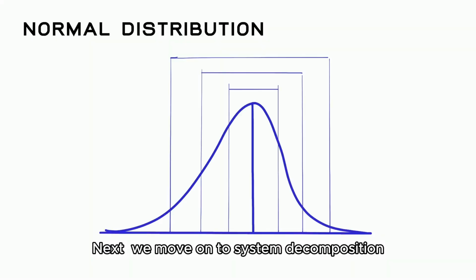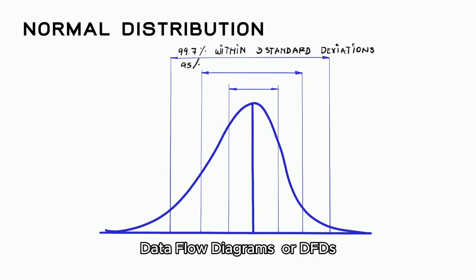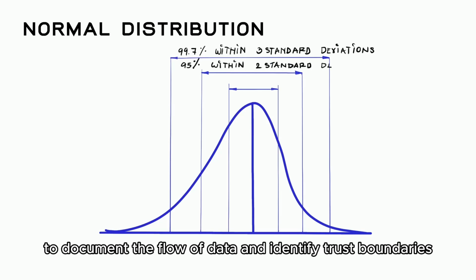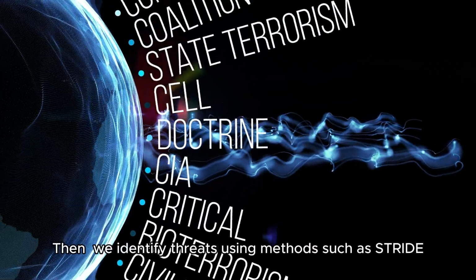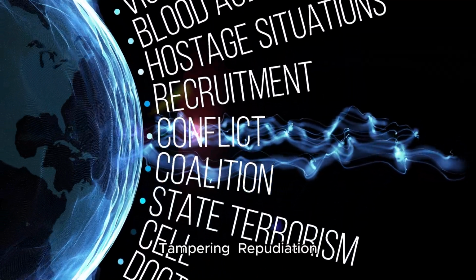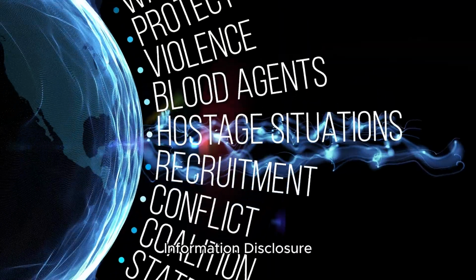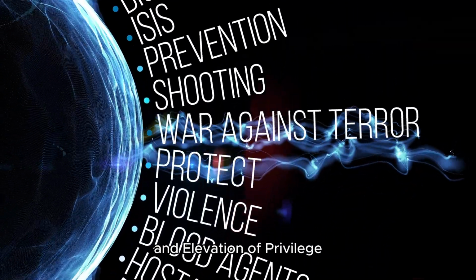Next, we move on to system decomposition. Here, we use modeling systems like data flow diagrams, or DFDs, to document the flow of data and identify trust boundaries. Then, we identify threats using methods such as STRIDE, which stands for spoofing, tampering, repudiation, information disclosure, denial of service, and elevation of privilege.